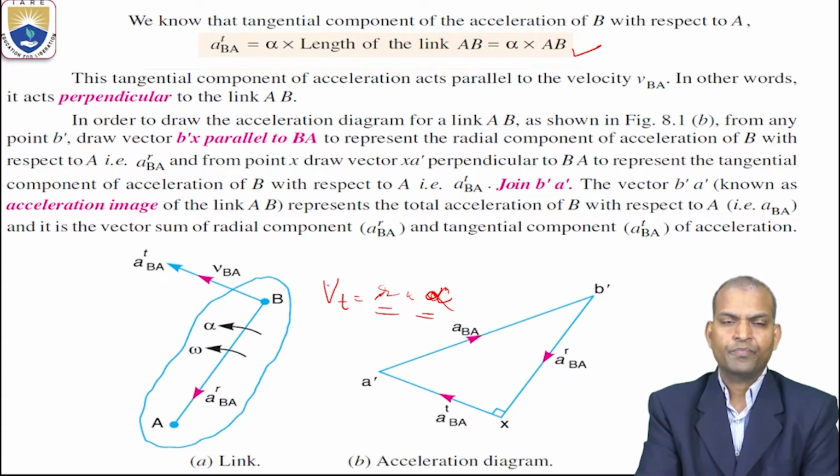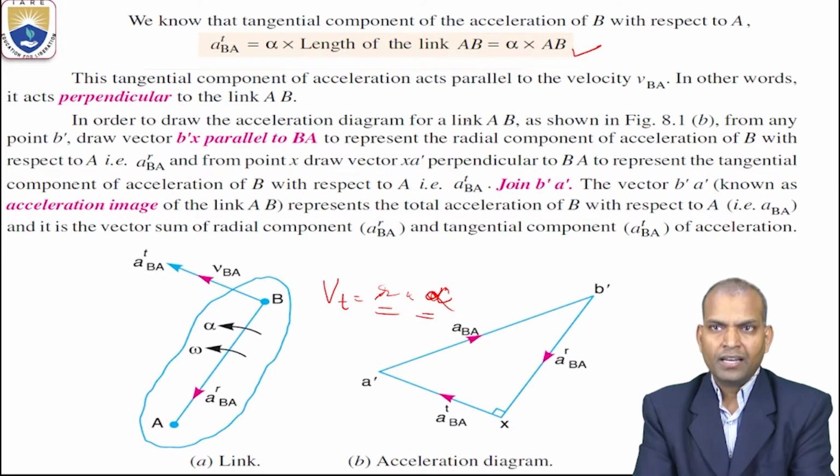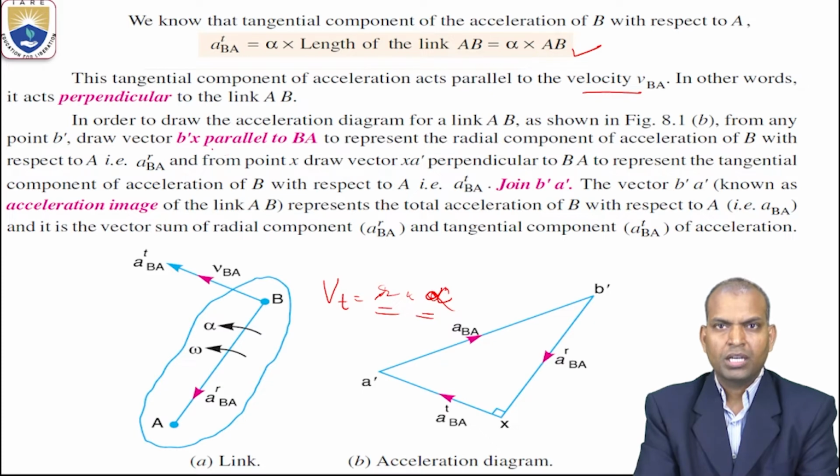These are the formulae. How does it act? The tangential component of acceleration acts parallel to the velocity VBA, or in other words, perpendicular to the link AB. This perpendicular to link AB is related to the configuration diagram.